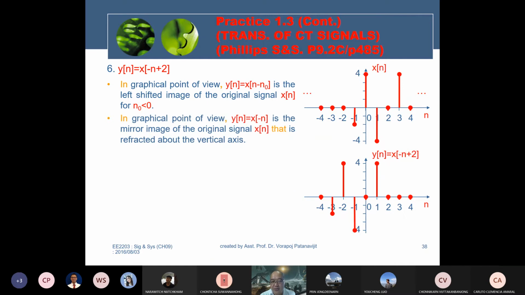The time reversal is computed as, in the graphical point of view, yn equal to x minus n is the mirror image of the original signal xn, that is, reflected about the vertical axis.